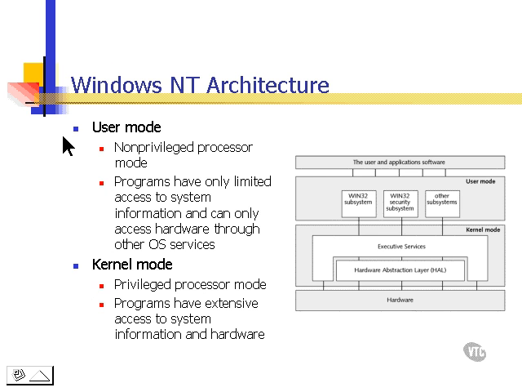Windows NT architecture is divided into two modes: user mode and kernel mode. User mode is also called non-privileged processor mode. The programs have only limited access to the system information, and they can only access hardware through other operating system services. Kernel mode is privileged processor mode. The programs have extensive access to the system and to the information and hardware.